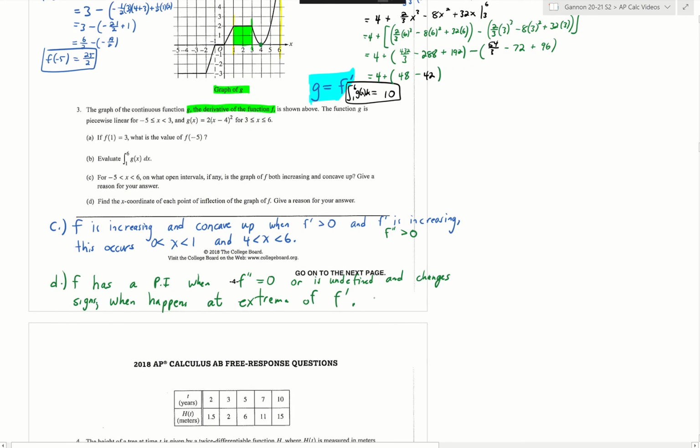So x equals 4 is the only extrema of f prime, so it is the only point of inflection for f.